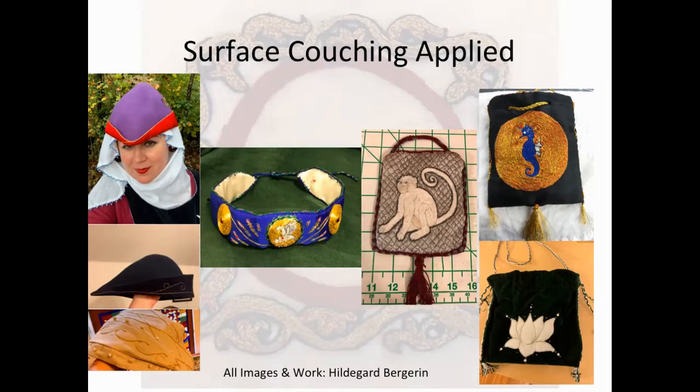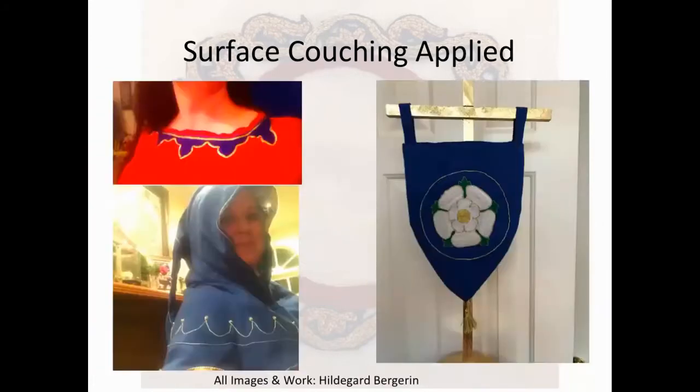It doesn't stop there though. You can also do surface couching on things like garb. If you look at the neckline on the dress in the upper left, that's a combination of surface couching and Bayeux stitch in the dark blue. Just be careful of what threads you use. If it's anything you're going to be washing, stick to more cottons and synthetics. They wash better.